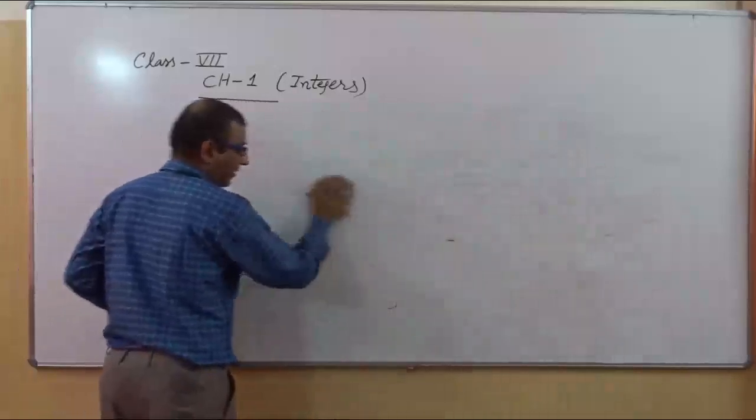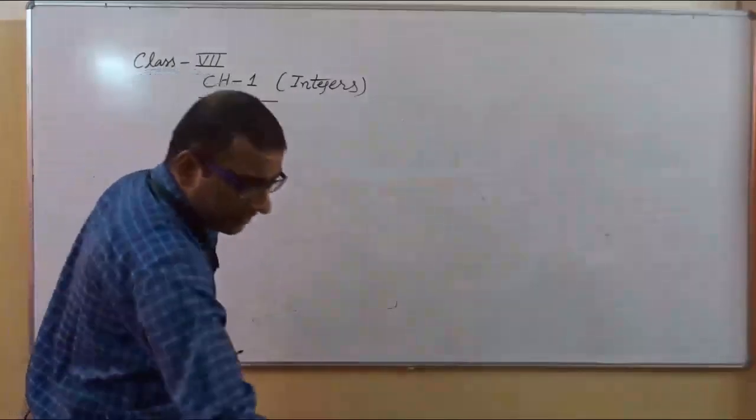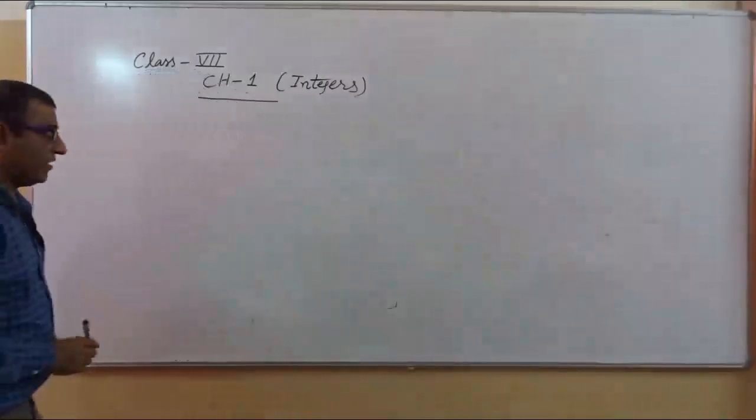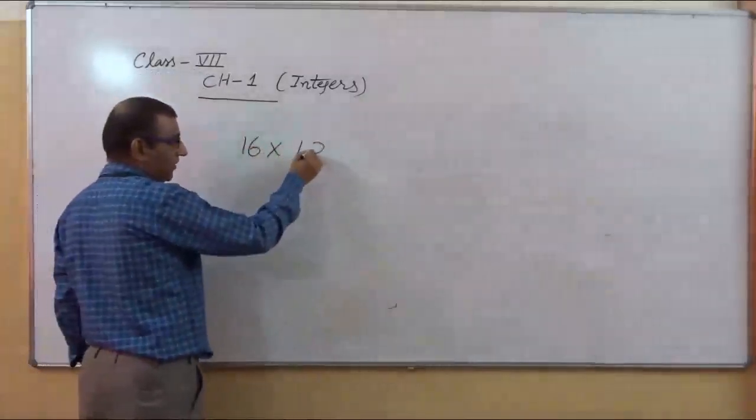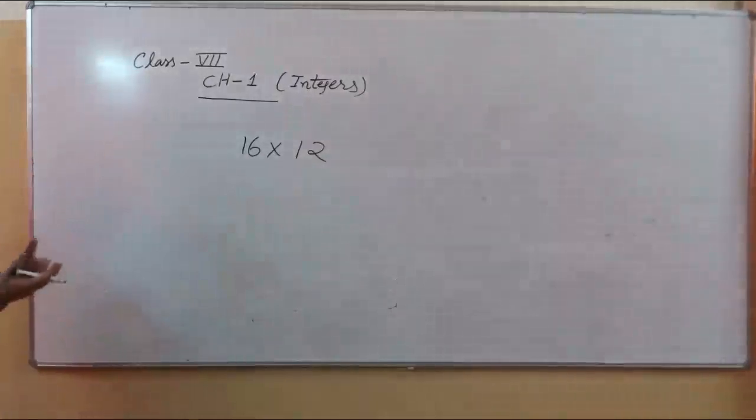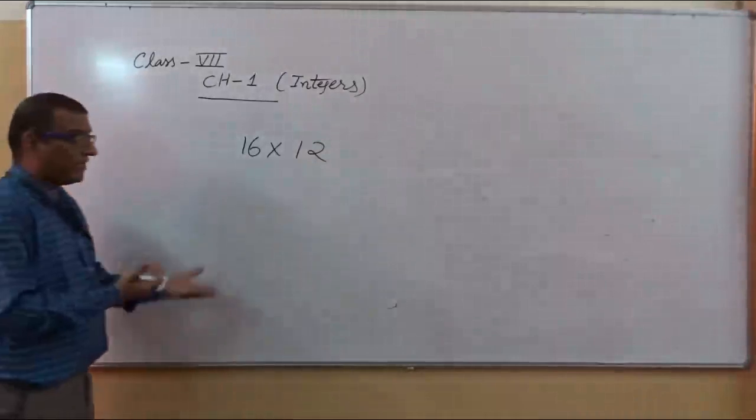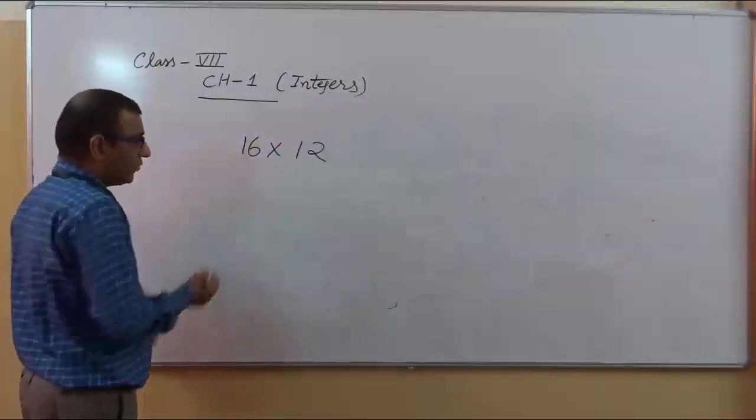Now I am taking one or two examples. How can we make the multiplication easier? For example, if you want to multiply 16 with 12, as per the traditional method we will do it easily, 16 multiplied by 12, and easily we will get the answer. But by some other method, with the help of some property, how can we solve such a type of question?